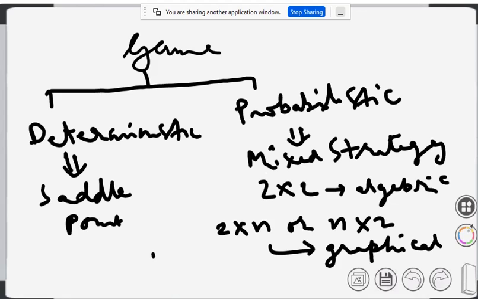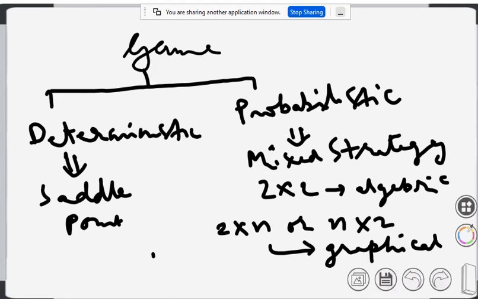And for the n cross 2 method, n cross 2 means if A has more than two strategies, then we choose the upper envelope and the lowest point of the upper envelope, and that particular point which gives the lowest point of the upper envelope, the corresponding strategies are the optimum strategies. So we have done till this, isn't it?